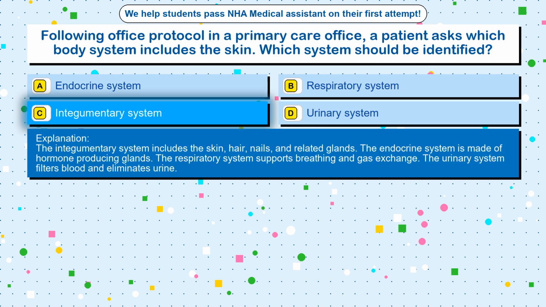The integumentary system includes the skin, hair, nails, and related glands. The endocrine system is made of hormone-producing glands.